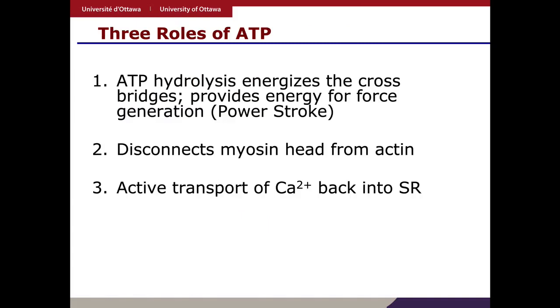ATP has 3 roles in skeletal muscle contraction. 2 of them involve the cross-bridge cycle. Hydrolysis of ATP energizes the myosin head, which eventually returns to a low-energy conformation during the power stroke, and converts the energy into a force that causes movement. ATP also detaches myosin from actin, allowing the cycle to continue. ATP also powers the active transport of calcium ions back into the SR, keeping the cytoplasmic level of calcium low.